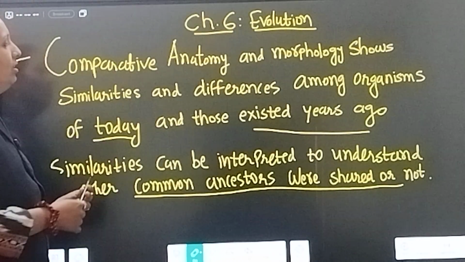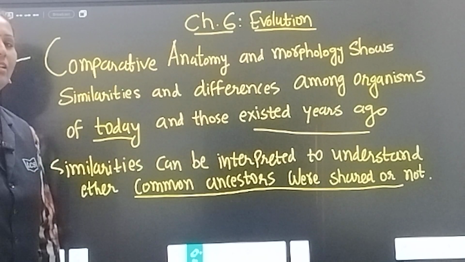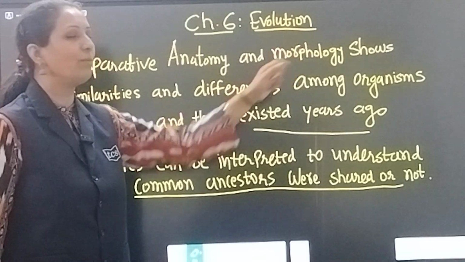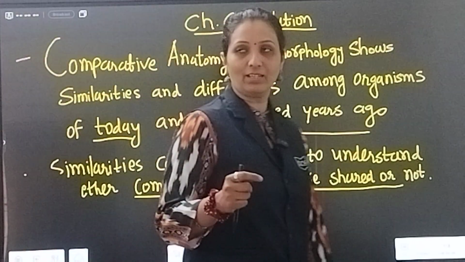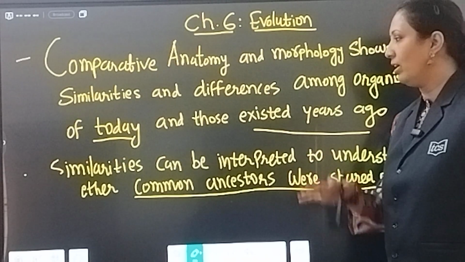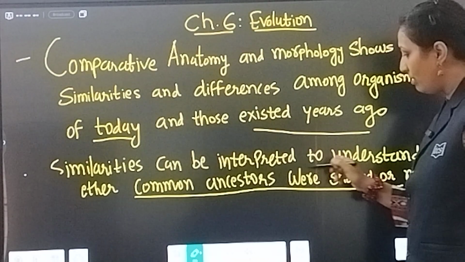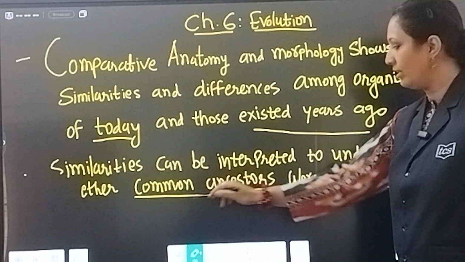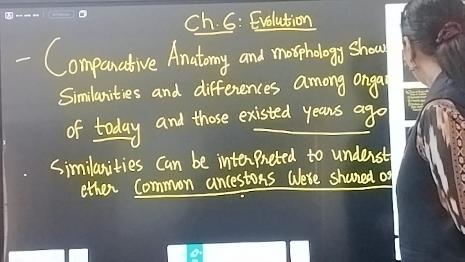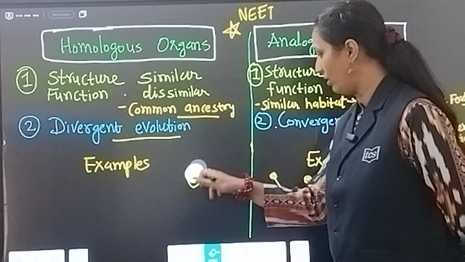Chapter 6, Evolution. In this, the evidences of evolution. In that topic, we are given information regarding homologous organs and analogous organs. Comparative anatomy and morphological features is the study that shows the similarities and differences among organisms of today and those that existed years ago. And those similarities can be interpreted to understand whether they share common ancestry or not. On the basis of that, one of the topics is homologous organs and analogous organs.